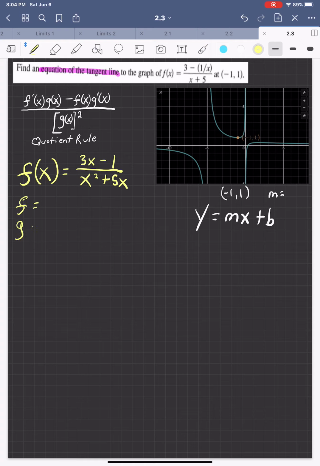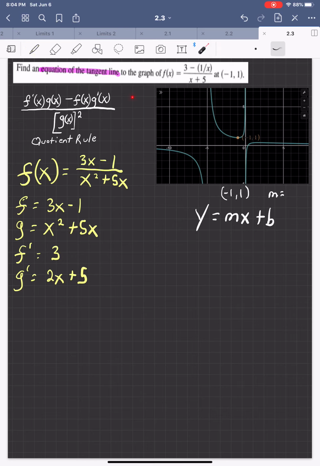So what's f? What's g? What's f prime? What's g prime? I hope this organization here helps you. It does help me. So f is going to be the numerator, 3x minus 1. g will be the denominator, x squared plus 5x. And I need f prime, which is in this case just 3, and g prime, which is 2x plus 5. Okay, so at this stage, let's plug all of this information into our quotient rule. So it would now look like this.